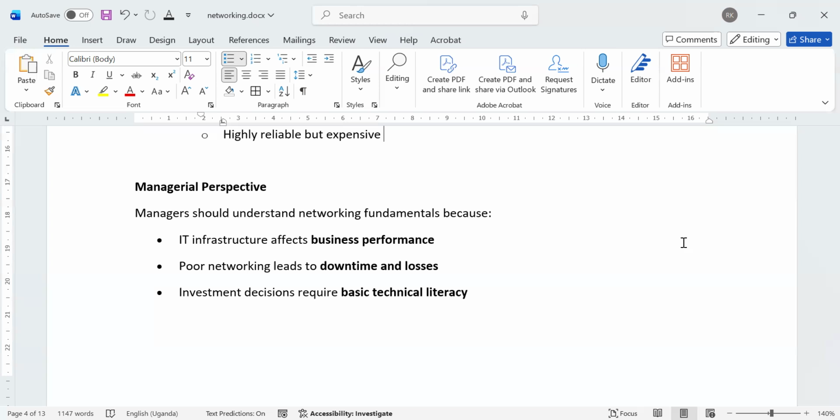So IT infrastructure affects business performance. If there's a problem in a network infrastructure, your business is going to collapse. The performance will not be good. And most of you have experienced this at your workplaces.